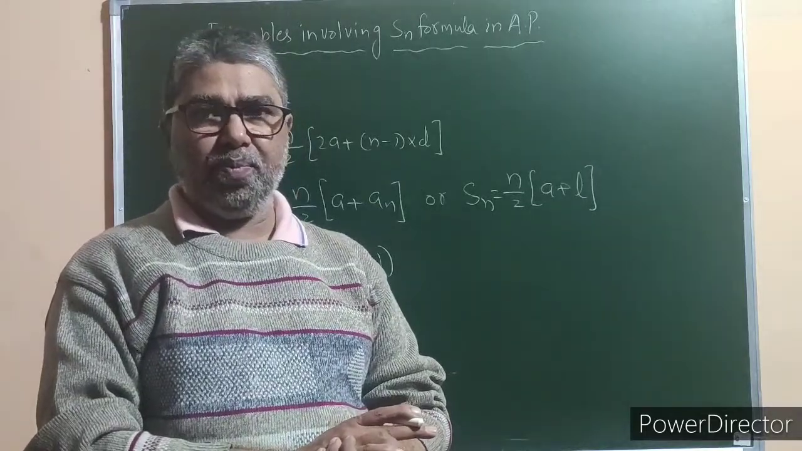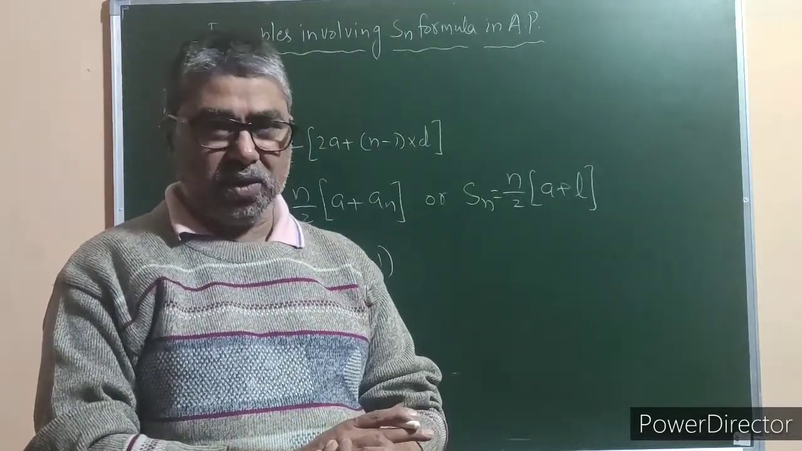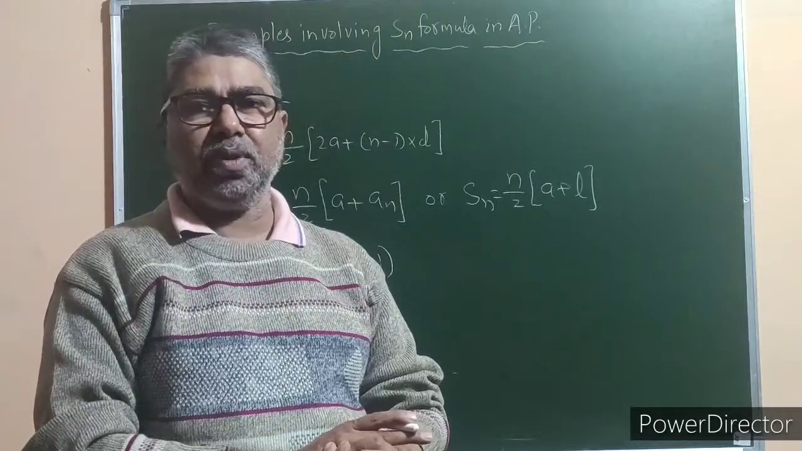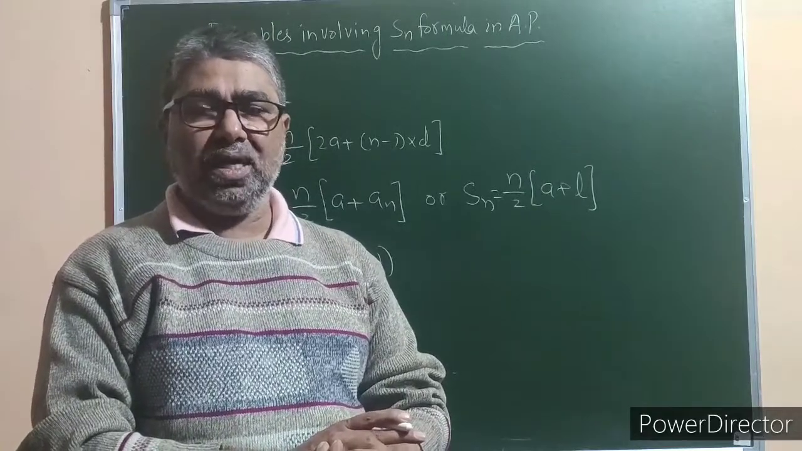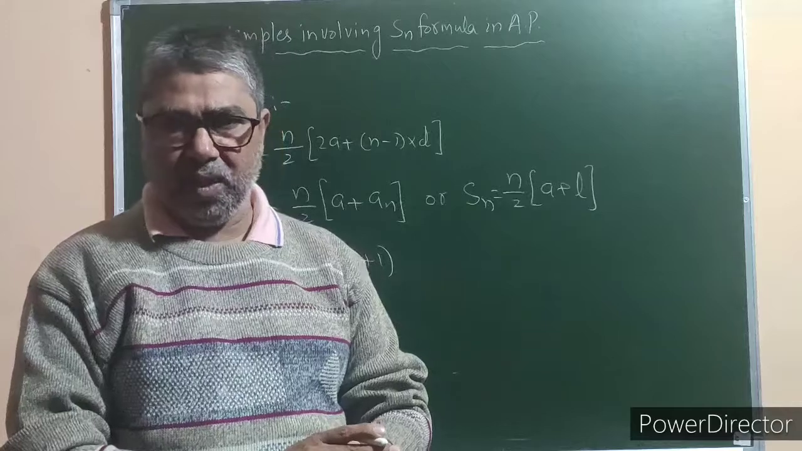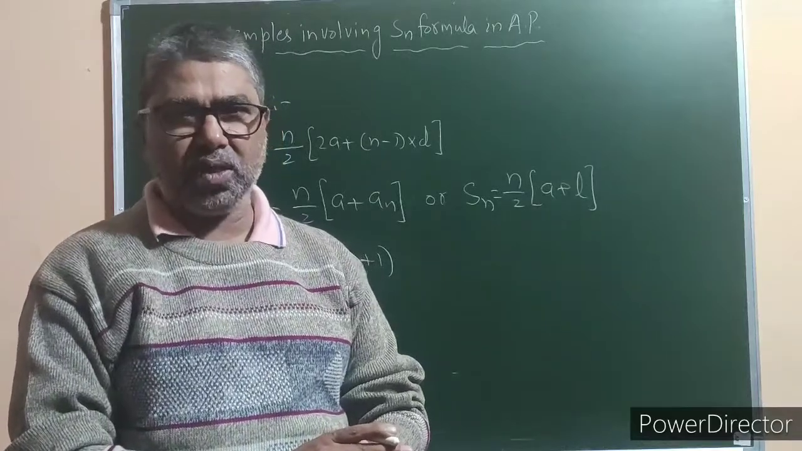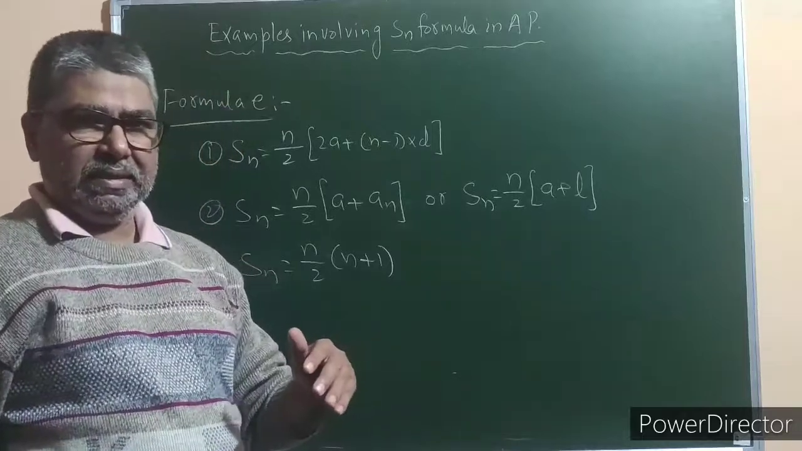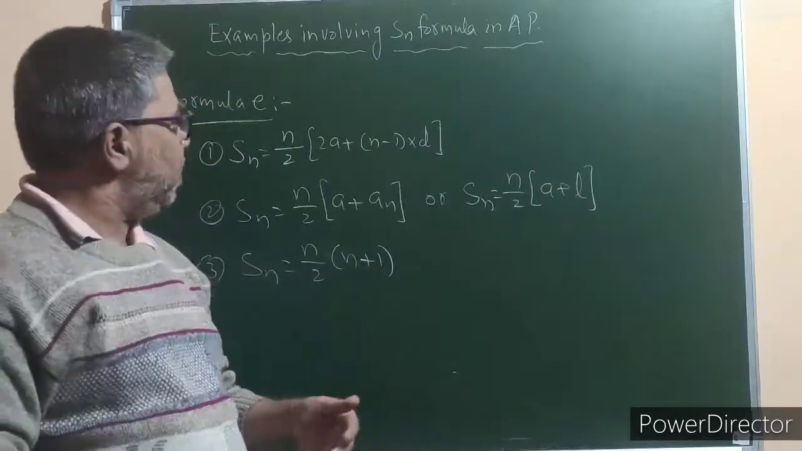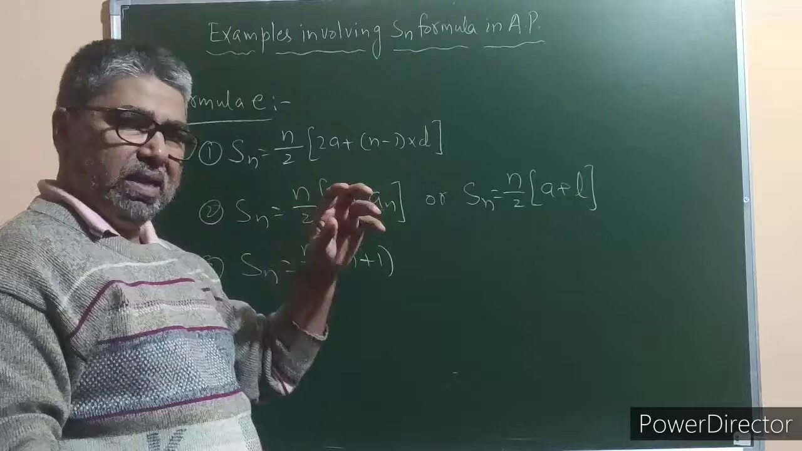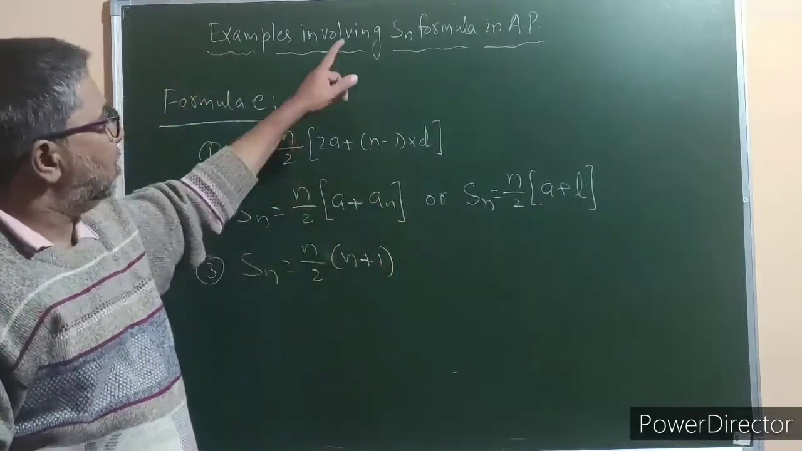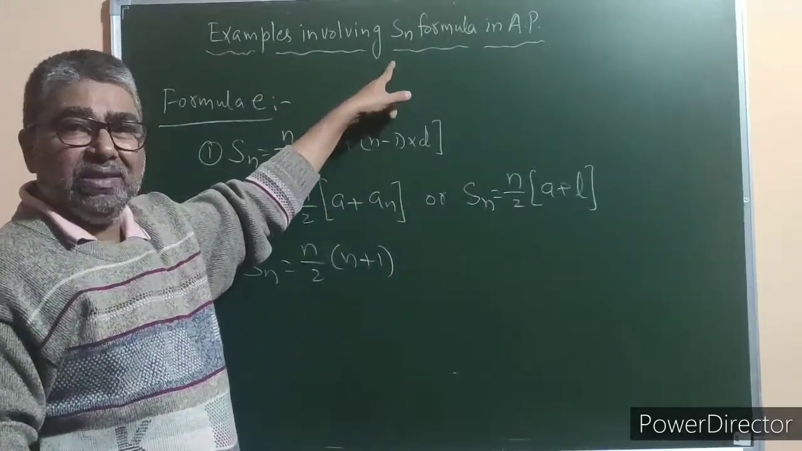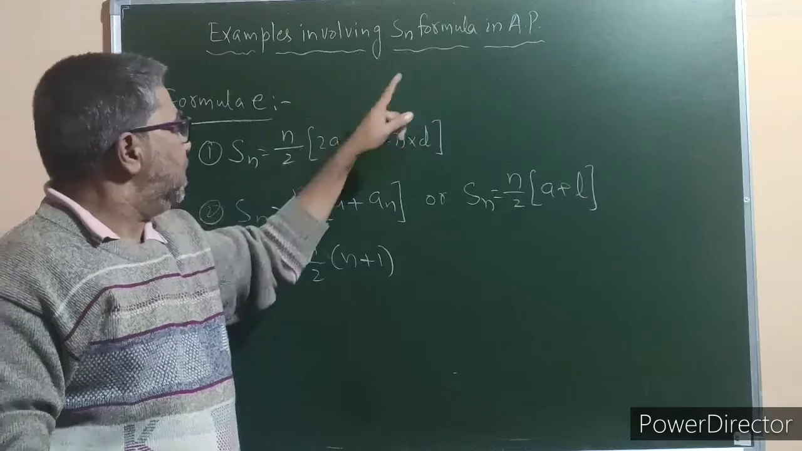So in the previous few videos we have solved many examples involving the nth term formula in arithmetic progression, that is an is equal to a plus n minus 1 into d. Now in this video and a few more videos, let us solve examples involving the sum of n terms formula, that is Sn formula in AP.